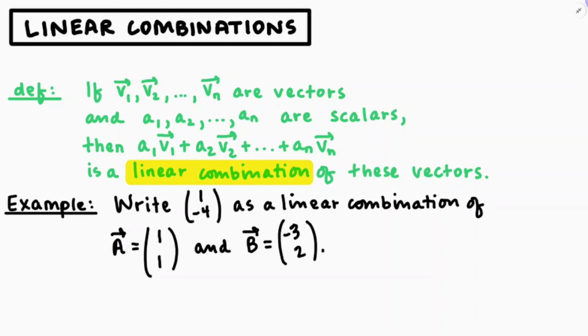So the example I've got, just for the sake of the video to get started, is write the vector (1, -4) as a linear combination of (1, 1), which I'm going to call A, and (-3, 2), which I'd call B.